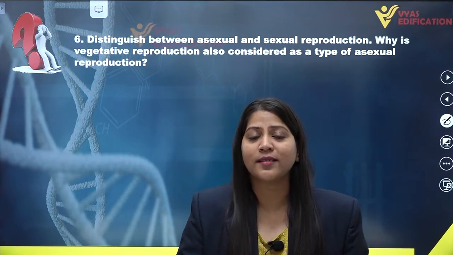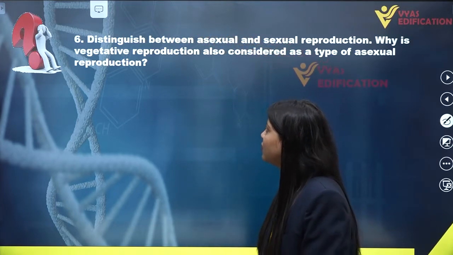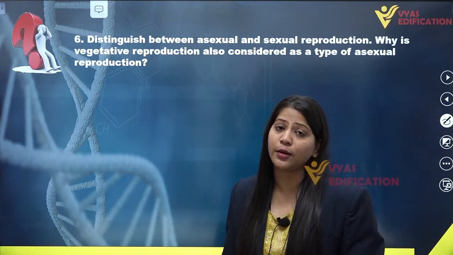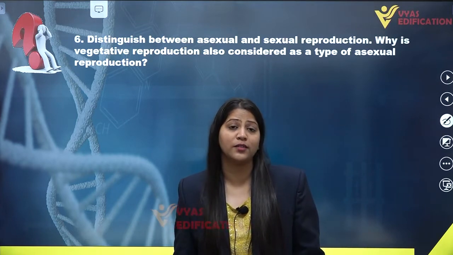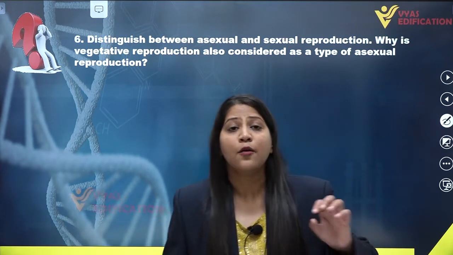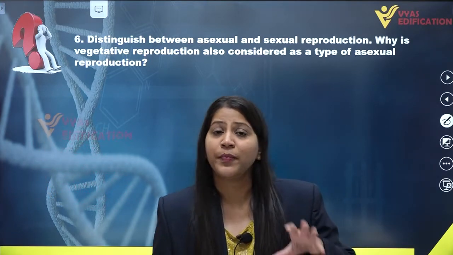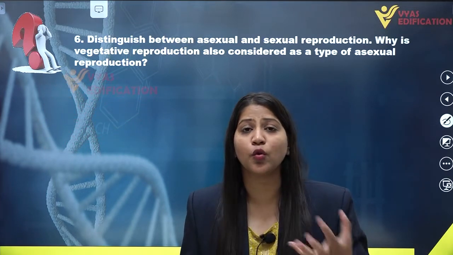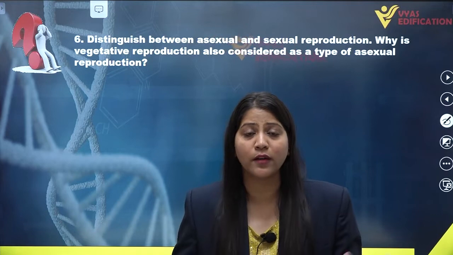This question also asks why vegetative reproduction or vegetative propagation is considered a type of asexual reproduction. So first of all, what is vegetative reproduction? Vegetative reproduction is also known as vegetative propagation. It is a process of reproduction through which plants are obtained without formation of seeds or spores.